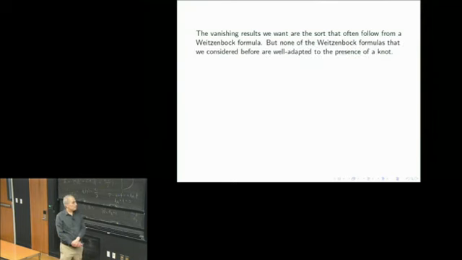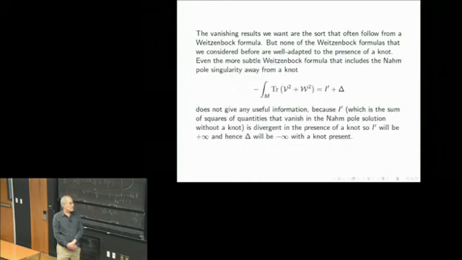None of the formulas I've told you about so far are well adapted to the presence of a knot. For example, even the more subtle one that works with a non-pole away from a knot is not useful in the presence of a knot, because I prime is divergent in the presence of the knot. So I prime will be plus infinity, and hence delta will be minus infinity with a knot present. As soon as you have that kind of cancellation, you can't learn anything from a Weitzenbock formula. We need to make a further improvement in our Weitzenbock formula to include the knot.